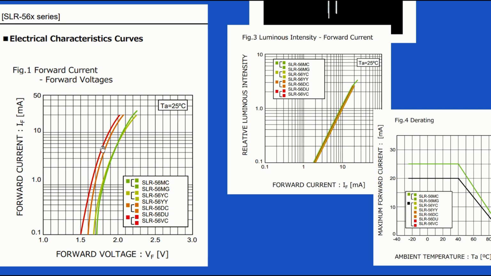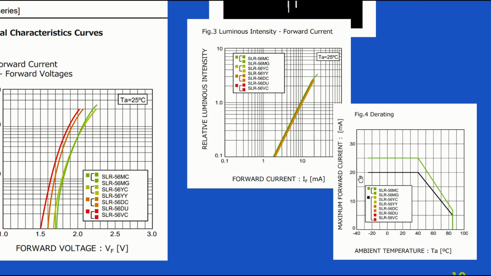5 milliamps. If we want to make it brighter, we flow more current, but the curves stop somewhere around here, because if you flow more than 20 milliamps through it, it'll burn out after a short period of time. Here you can look at how bright it is versus the current that you're using. And here is how many milliamps it can withstand at a given temperature.